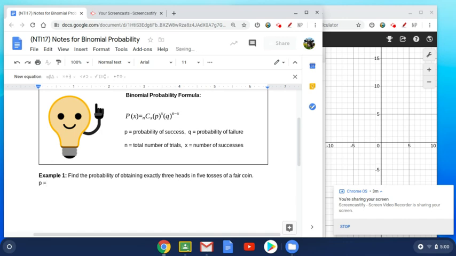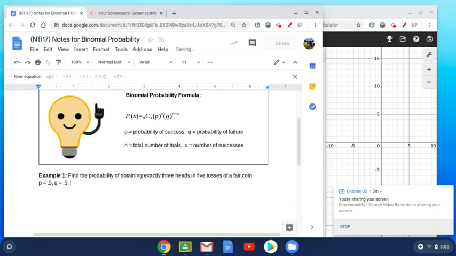Well, it's 0.5 or 1/2. Okay? Q is our probability of failure. Well, what would we consider failure in this case? Getting tails. So what's the probability of getting tails? In this case, it also happens to be 0.5.